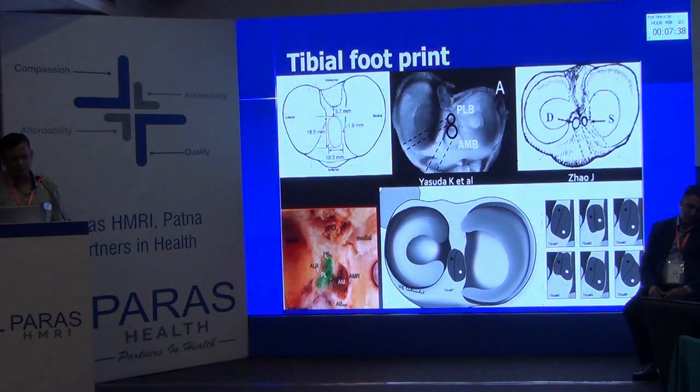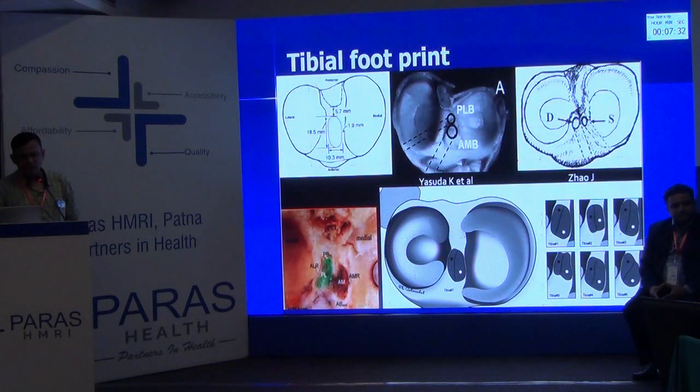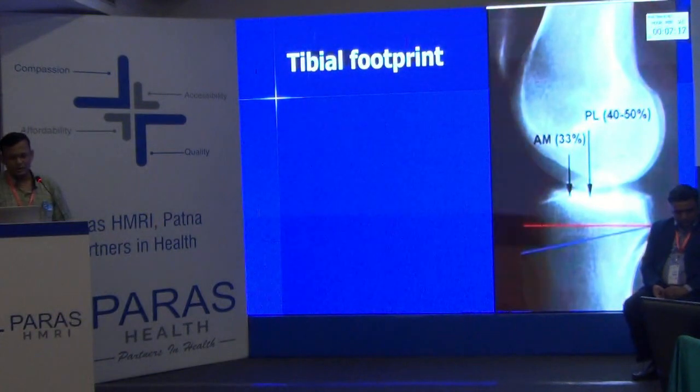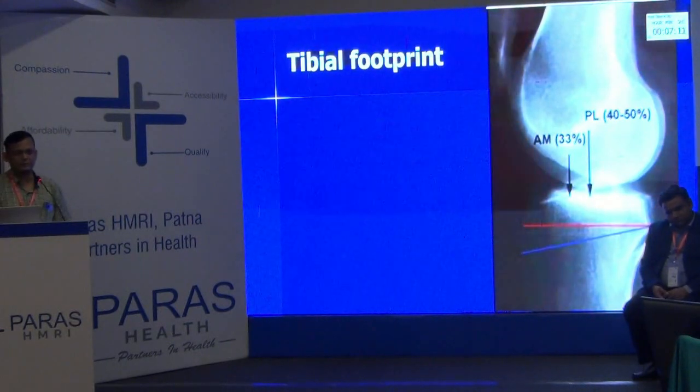And as far as the tibial footprint is concerned, we already have shown in the live surgery, it's a large footprint, but we tend to create the footprint on the tibial side with 2 or 3 reference lines, like the posterior border of the anterior lateral meniscus, 7 mm anterior to the PCL, and the medial tibial spine base. Radiologically, the AM bundle usually lies at 33% of the anteroposterior diameter, and the PL bundle lies at 40 to 50% of the anteroposterior diameter.